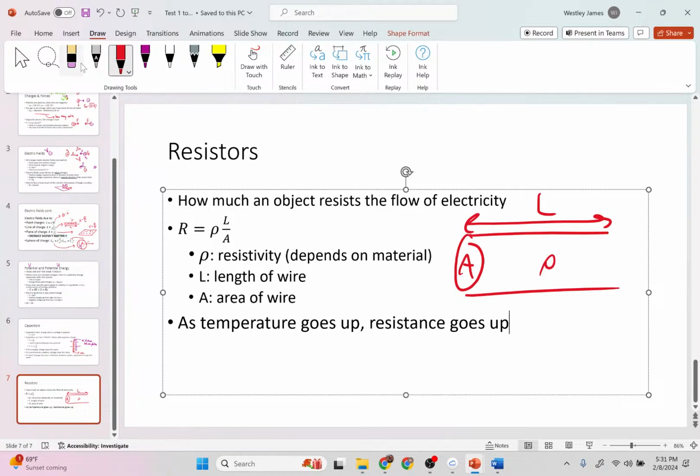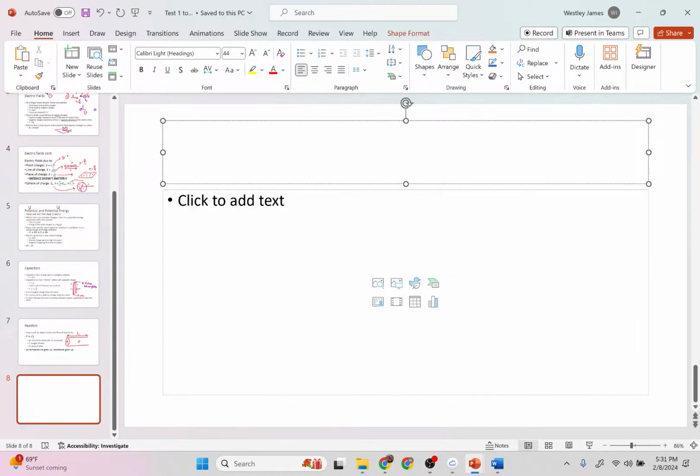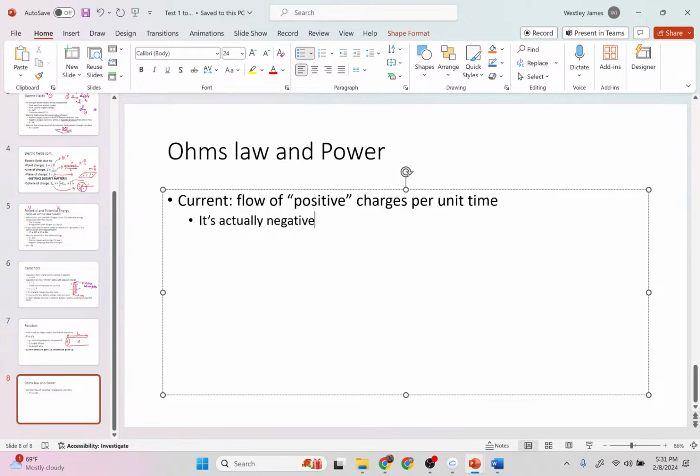All right, the last one. Ohm's law and power. V equals, okay, so we have to define current. Flow of positive charges, hate it, but per unit time. It's actually negative charges flowing.